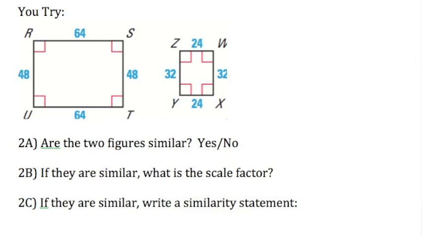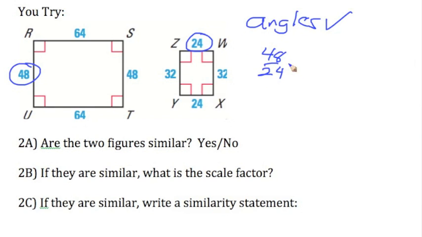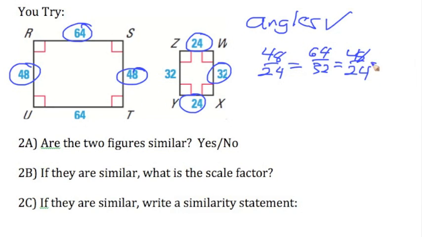You go ahead and try this one on your own. Pause the video, work it out, and press play when you're ready to see the answer. Are the two figures similar? Well, again, all the angles are the same, so angles are definitely a check. Now we just need to check and see if the sides are proportionate. So to do that, we need to divide the corresponding sides. So 48 is going to match up with, it looks like, 24. So 48 over 24. Is that going to be the same as 64 over 32, which matches up with 64?